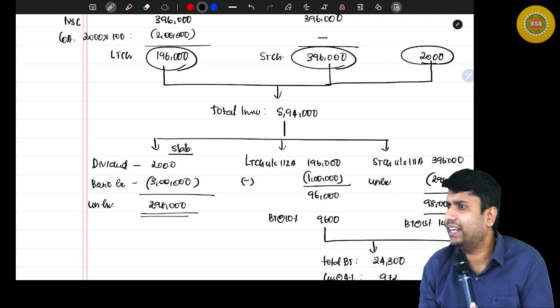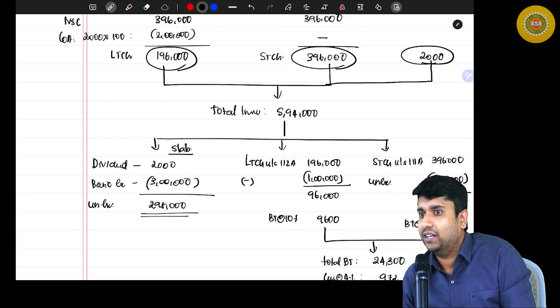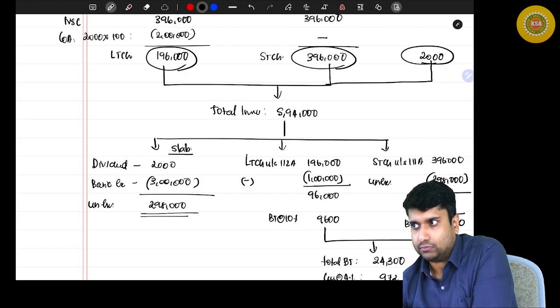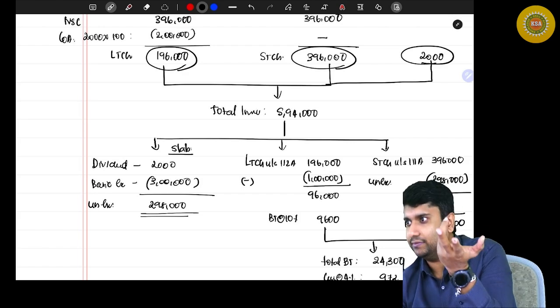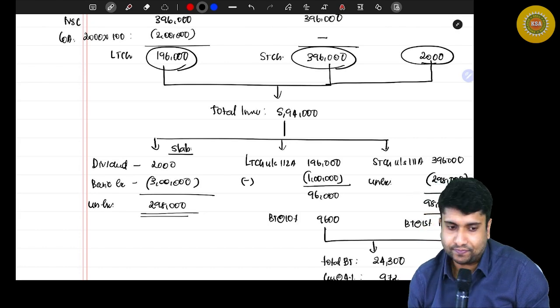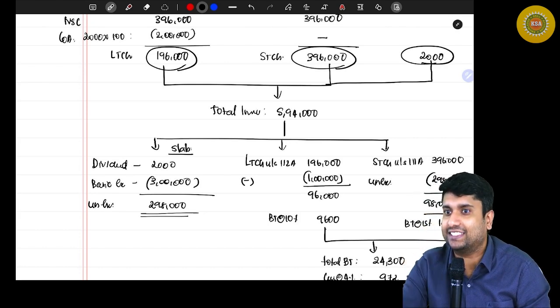How much interest? There is no standard rate for the interest. Only the court decides. It's not decided under the IT Act. Whatever interest they awarded, that interest will become your total income. Understood? The rate of interest and from which period you will get interest is the discretion of the court.